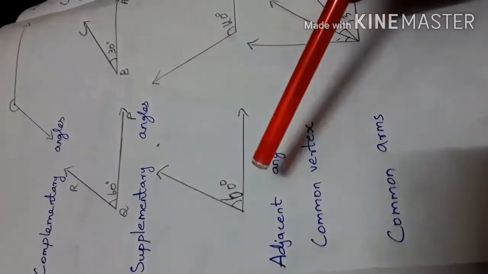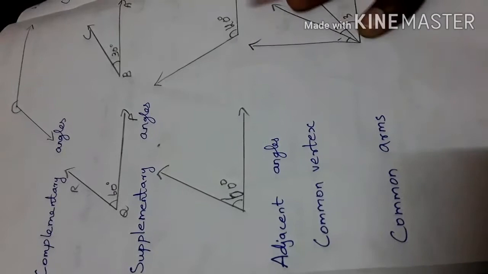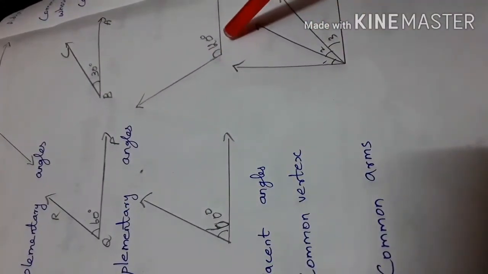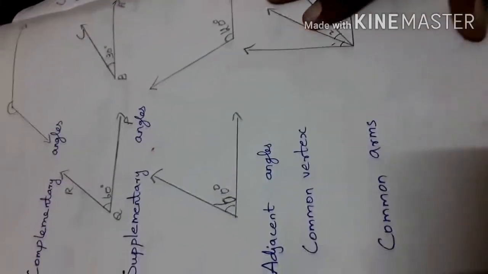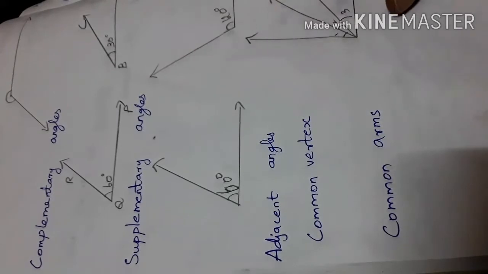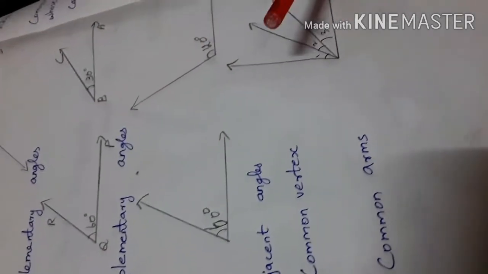Next, supplementary angles. When we add the two angles, it comes to 180 degrees. 60 degrees and 120 degrees is equal to 180 degrees. Yes, supplementary angles are two angles whose sum measures 180 degrees. It is called supplementary angles.